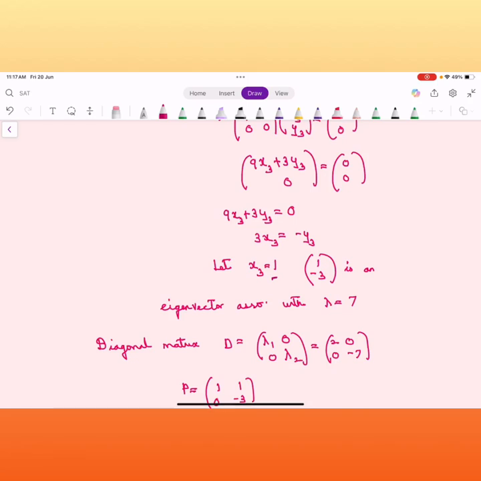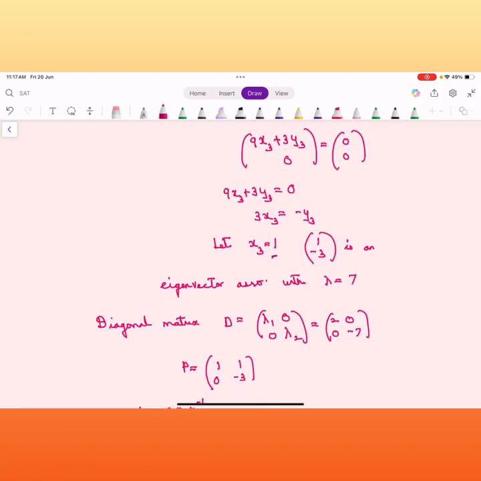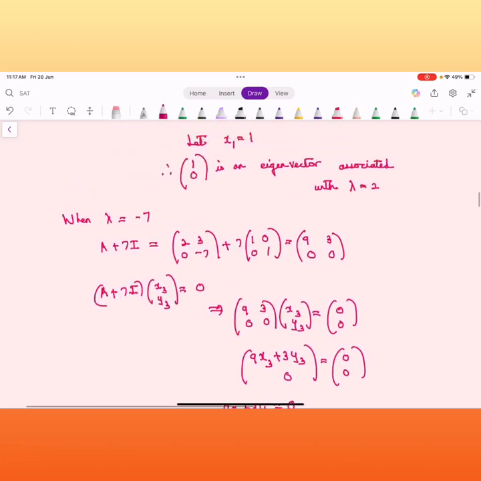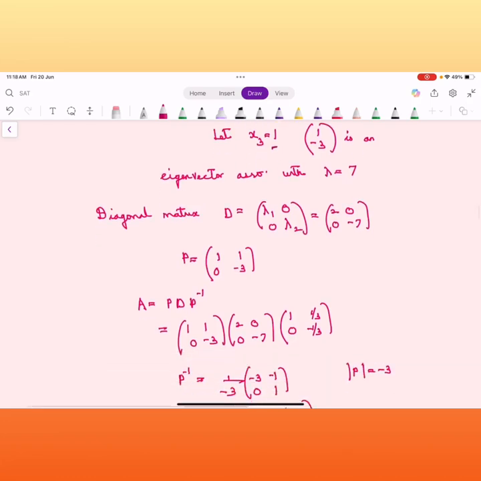So the diagonal matrix D has lambda 1, lambda 2, the eigenvalues, so it will be [2, 0; 0, minus 7]. It's a diagonal matrix. And P will be, the eigenvectors are the column vectors. What are the eigenvectors? You have [1, 0] and [1, minus 3]. So A will be P D P inverse. That will be [1, 1; 0, minus 3], which is P.